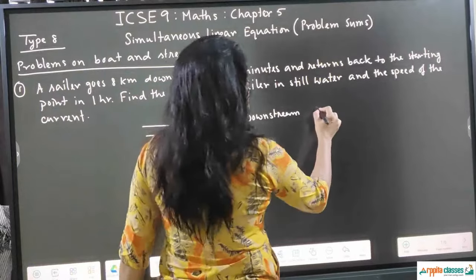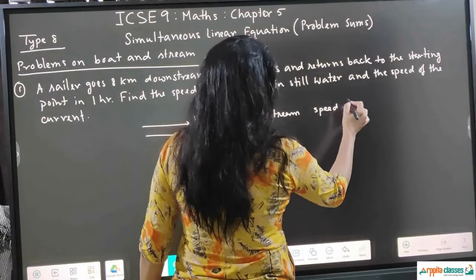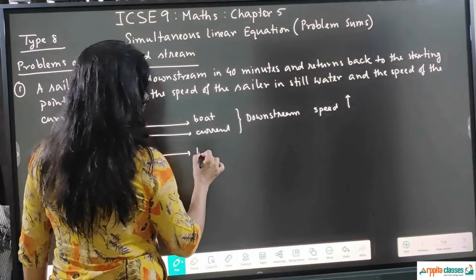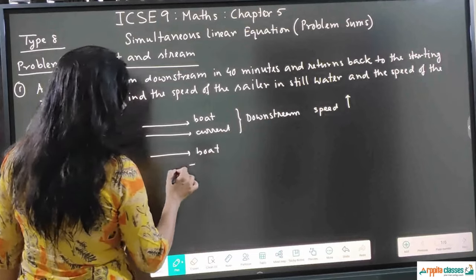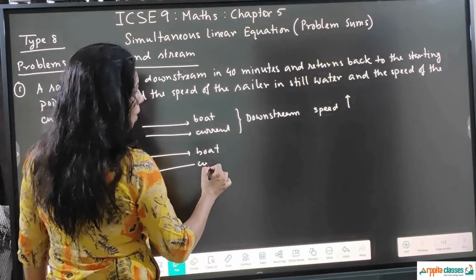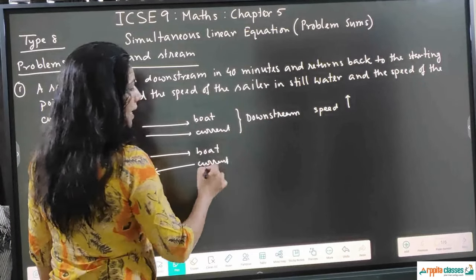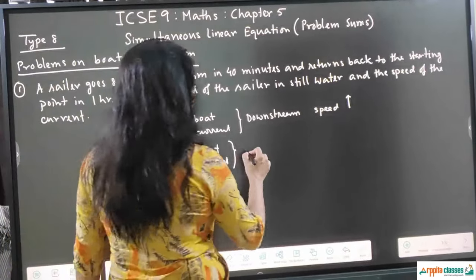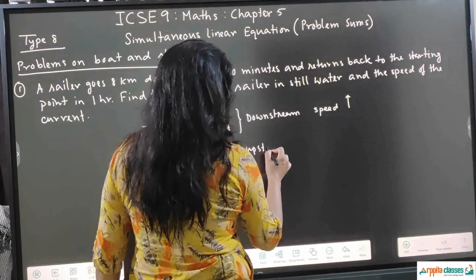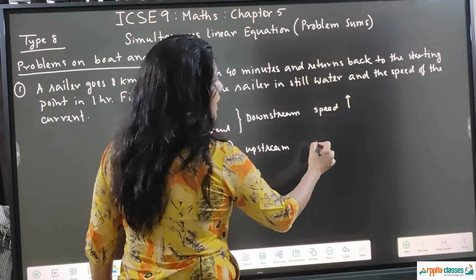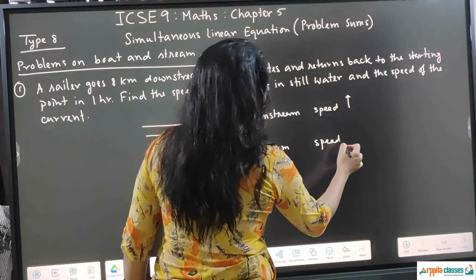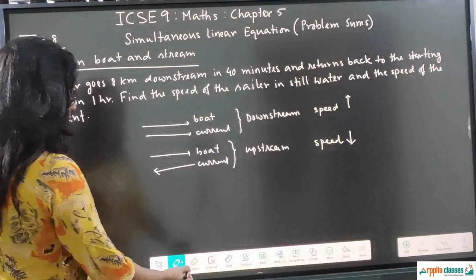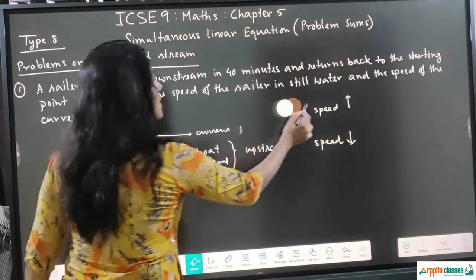Here the speed of the boat increases, right? And if the boat is going in this direction and the current is in the opposite direction, then the current will oppose the speed of the boat, and this condition is called upstream, where the speed of the boat will decrease. So this is the concept of downstream and upstream. Now let us see what sum they are saying.